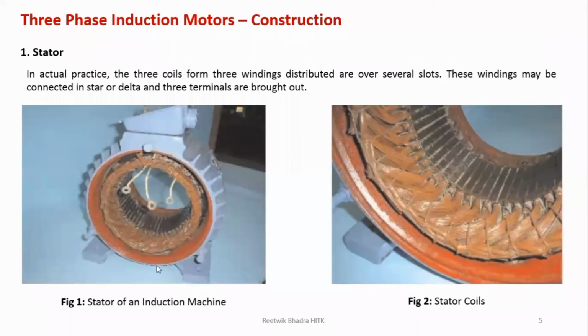So this blue color outside thing is called your yoke. Yoke is generally provided for any transformer, and for an induction motor, for any motor. You will see in the motor construction also there is a yoke outside covering.